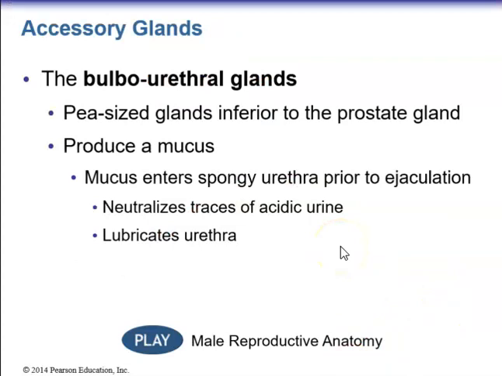The bulbar urethral glands are small pea-sized glands that are inferior to the prostate gland. They help produce a mucus. The mucus will enter the spongy urethra prior to ejaculation, helps with lubrication of the urethra, and also will neutralize traces of acidic urine. So we know that the urethra is also used for the transport of urine. We want the secretions from the bulbar urethral glands to neutralize any of the acid within the urine so that the sperm will survive. So it also helps lubricate the urethra and allow for transport of sperm out the penis.